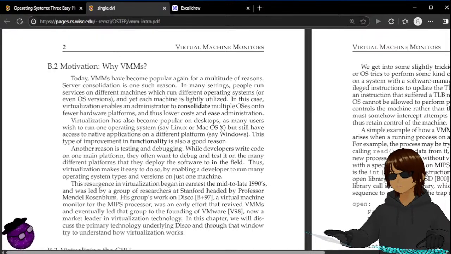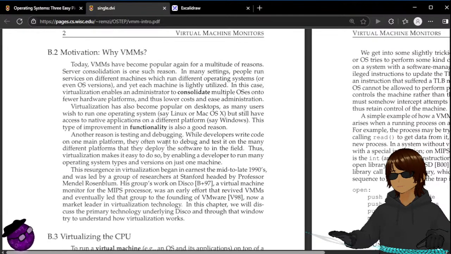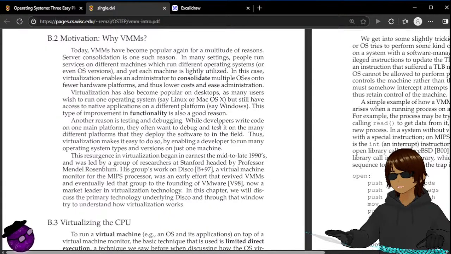Virtualization has also become popular on desktops, as many users wish to run one operating system, say Linux or Mac OS X, but still have access to native applications on a different platform, say Windows. This type of improvement in functionality is also a good reason. Another reason is testing and debugging. While developers write code on one main platform, they often want to debug and test it on many different platforms that they develop software for in the field. Thus, virtualization makes it easy to do so by enabling a developer to run many operating system types and versions on just one machine.